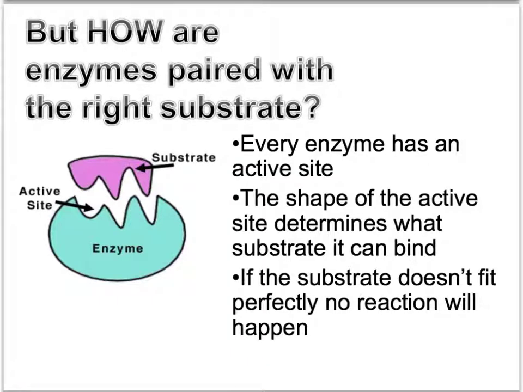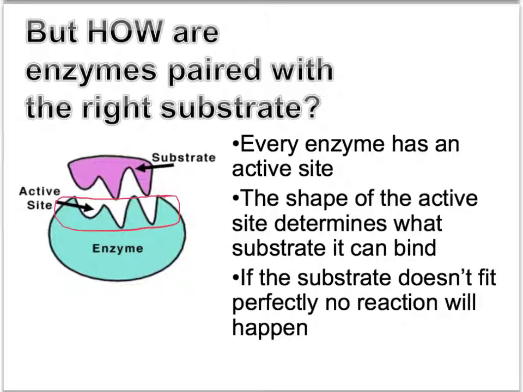Alright, back to our question. How are enzymes paired with the right substrate? So if substrate's what's reacting, how do enzymes pair with the right one? And how do they speed up reactions? Every enzyme has an active site. The active site is this area right here, and the shape of the active site determines what substrate can bind.